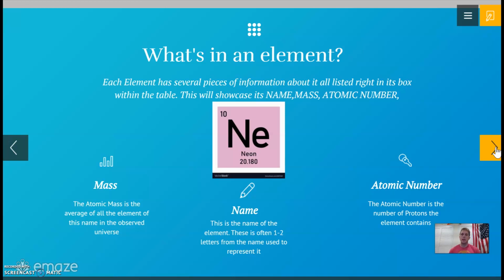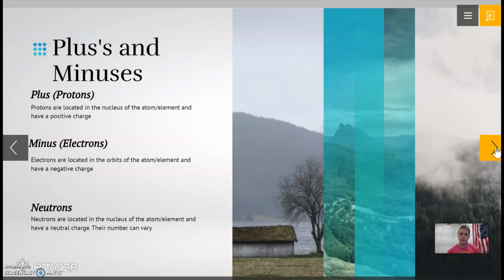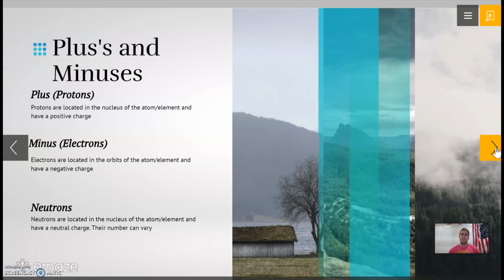The atomic number is simply the number of protons. Okay? So pluses and minuses. Plus is going to be a proton. This is a positively charged part of the atom, or part of the element, that resides in the center of the atom. It also resides with the neutrons, which are listed at the bottom, neutral charged particles. The minus in the equation is the electrons.